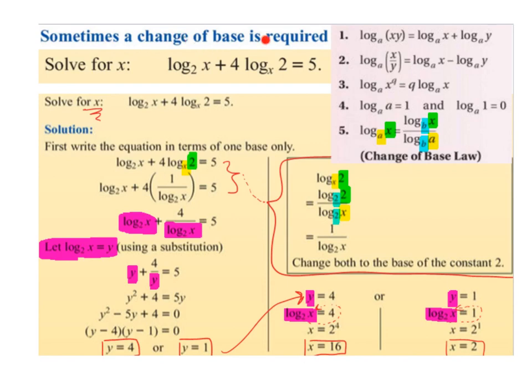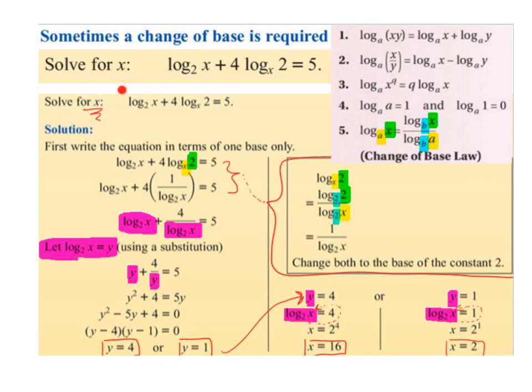Sometimes a change of base is required, and law number 5 is our change of base law, so we're going to have to use this. Solve for x, log base 2 of x plus 4 log base x of 2 is equal to 5. So notice we have a base of 2 and a base of x. And in order to use law 1 to 3, we have to have the bases matching.